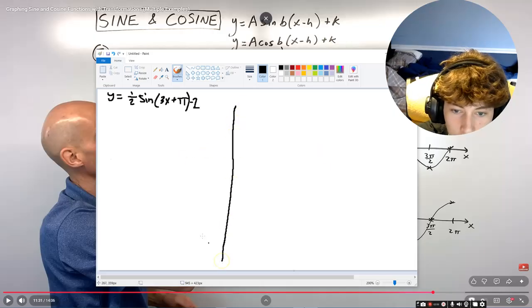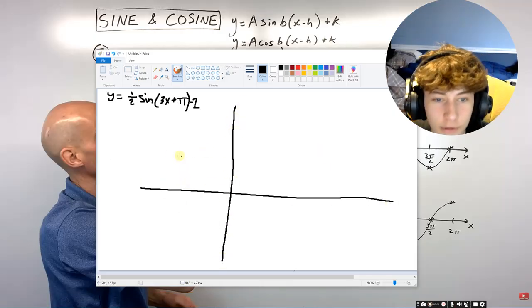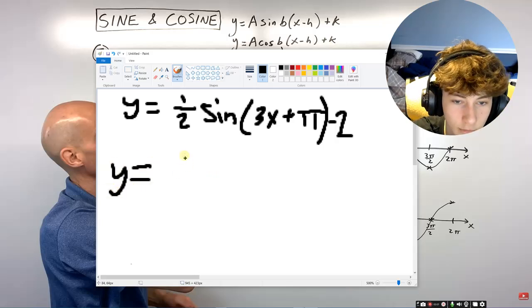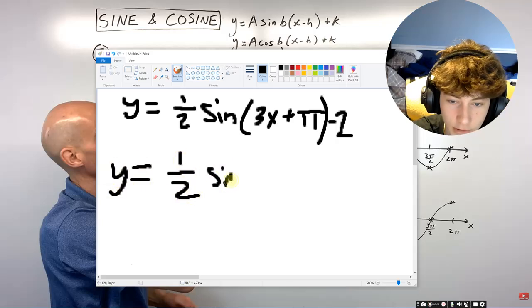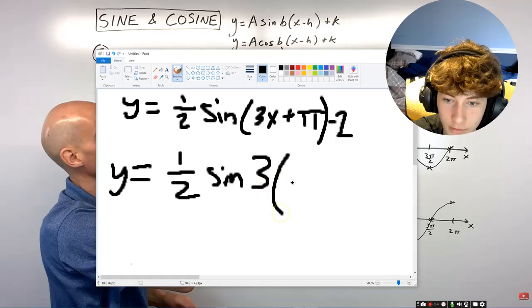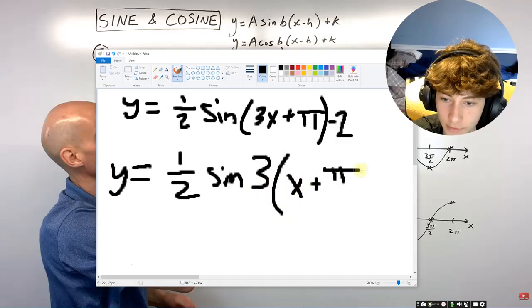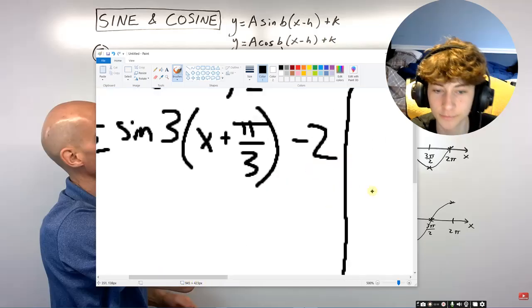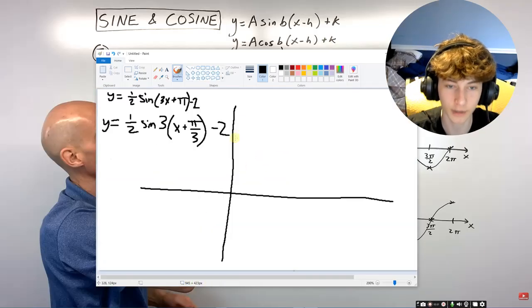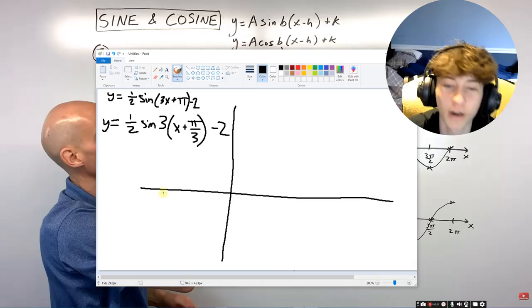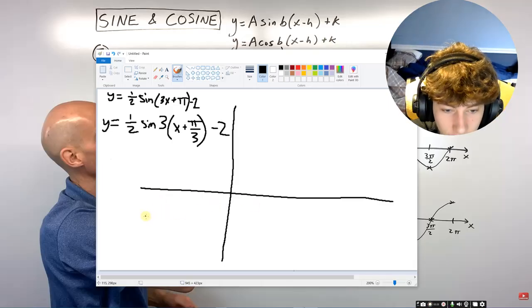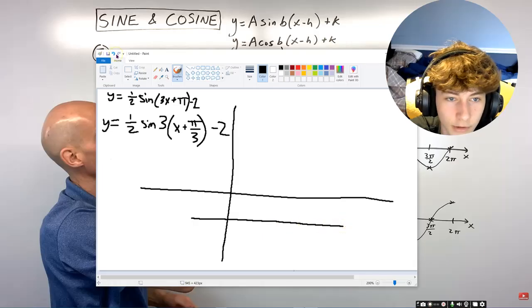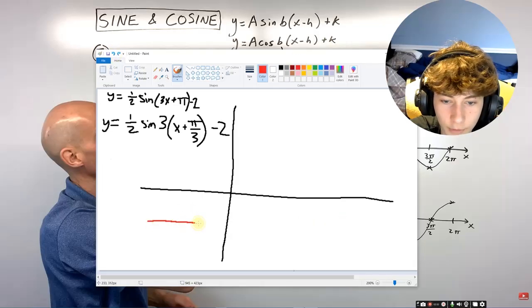First thing you have to do, take out the 3. So it's y equals 1/2 of sine of 3x plus pi over 3, minus 2. So now, the first thing we have to do is, actually no, we're going to graph our k. And do it in a different color. Let's do it in red.